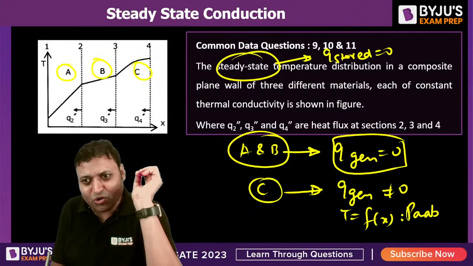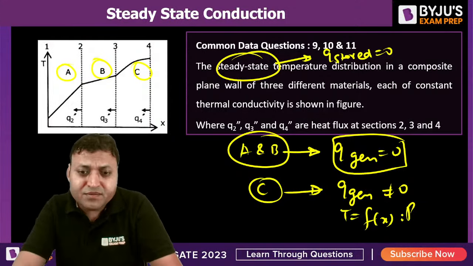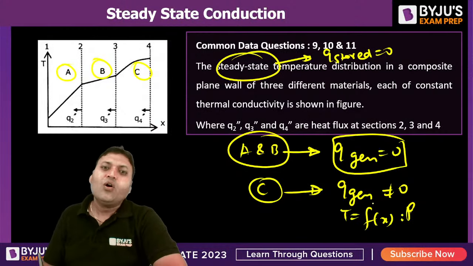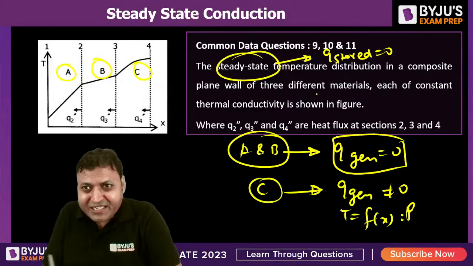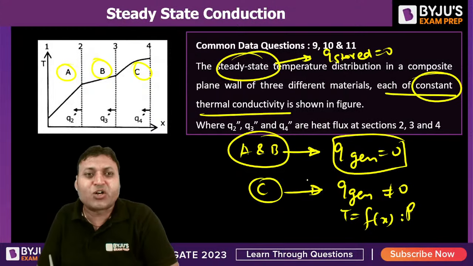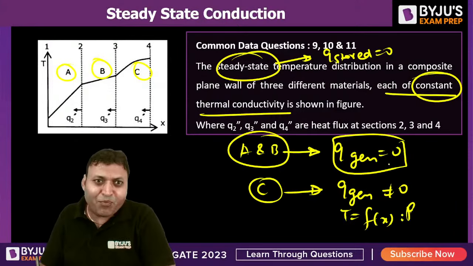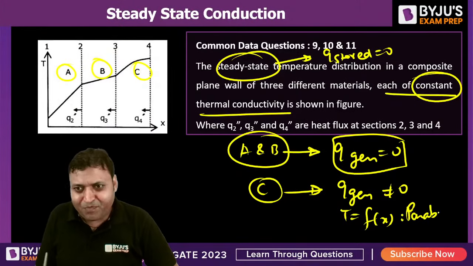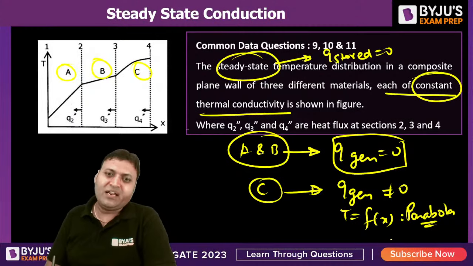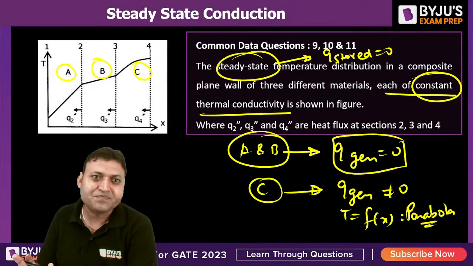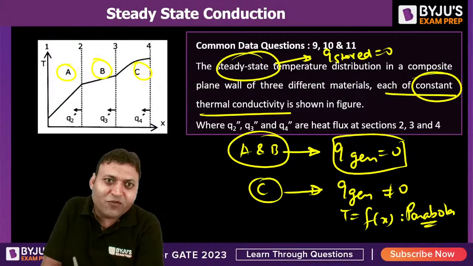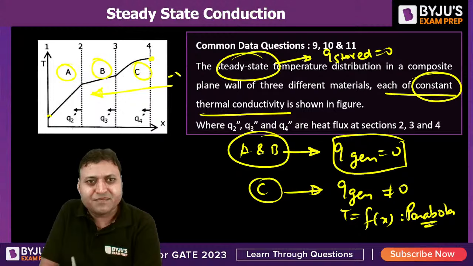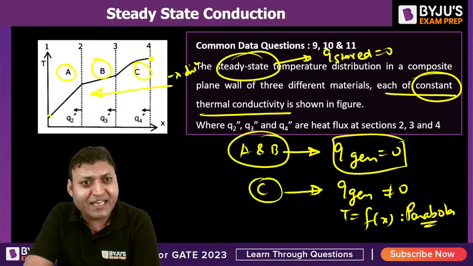Are you getting it? I told you there are two situations where the temperature profile becomes non-linear. One is the variable thermal conductivity, which is not the case because constant thermal conductivity is mentioned for all the materials. The second possibility is when there is a heat generation in the steady state system. That is why the temperature profile will be non-linear. In C material, there is a heat generation. And heat always flows from high temperature to low temperature. So the direction of heat flow will be from right to left, in the negative x direction. Now let us talk about the question.